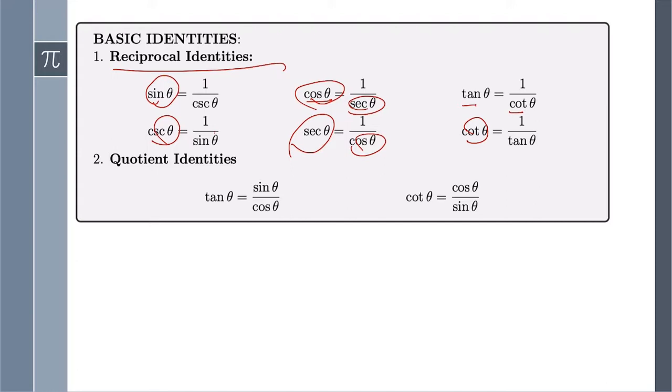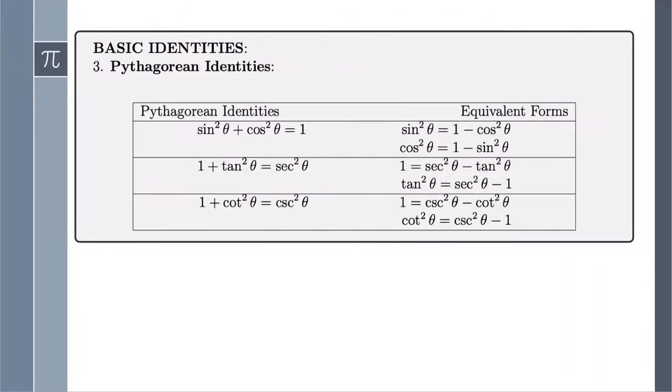Now there's another identity, which is the quotient identity. If you divide two ratios, you get the third one. So tangent is sine over cosine, and cotangent is cosine over sine. These are the two quotient identities. The other useful and very important identities are the Pythagorean identities. If you have sine squared theta plus cosine squared theta, no matter what that angle is, this is always going to be 1.